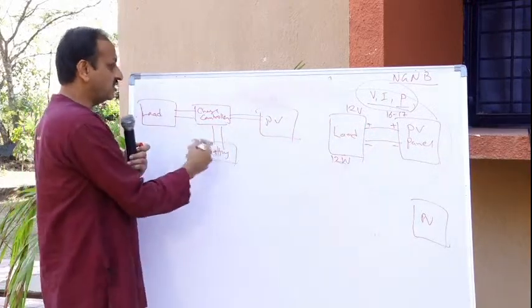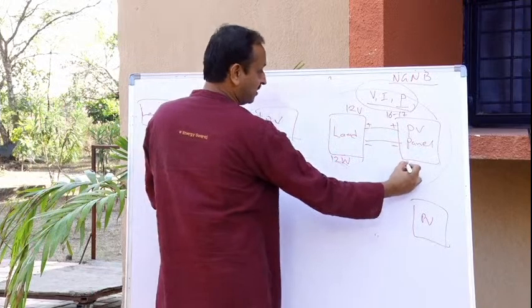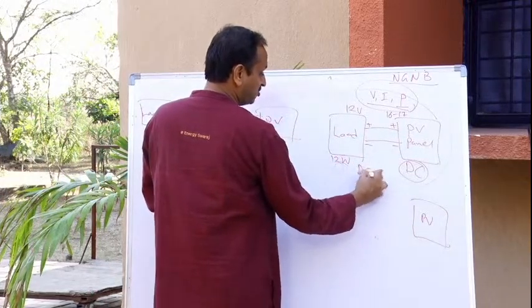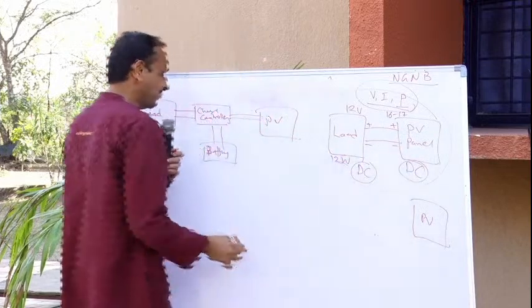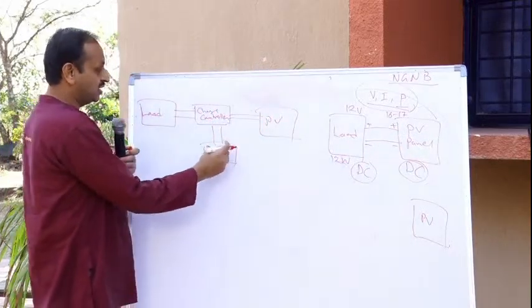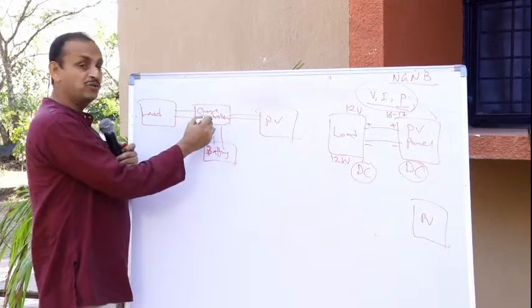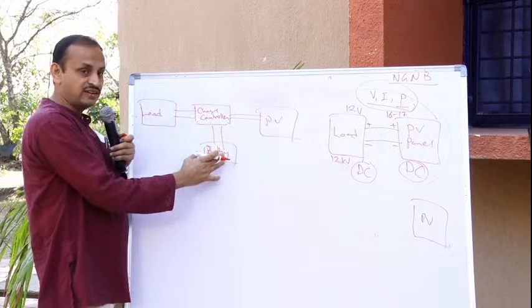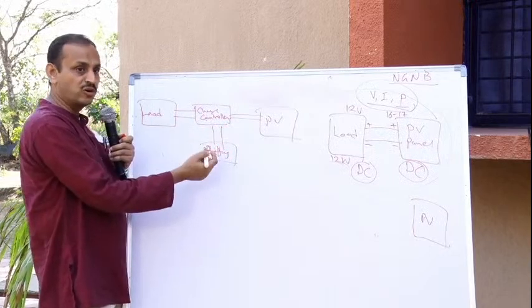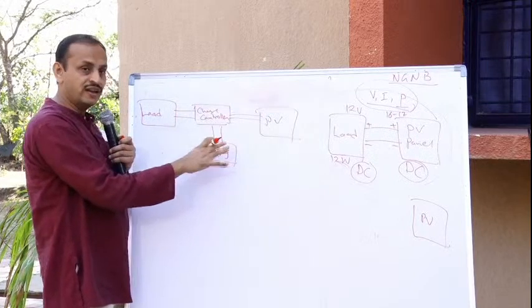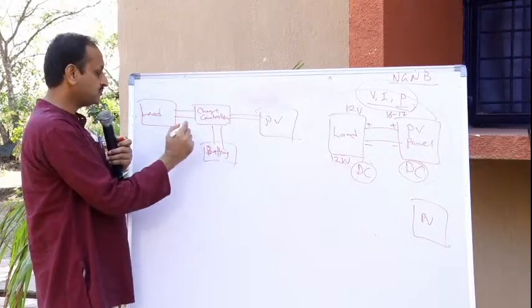If you don't want fluctuation, and everything is DC by the way, the panel generates DC electricity and the load also runs on DC. So these are DC-DC systems. In this case, there can be another arrangement where the charge controller is brought in. The duty of the charge controller is to protect the battery from overcharge and over-discharge. So that is the role of the charge controller. And because batteries are very delicate items, you need to protect them.